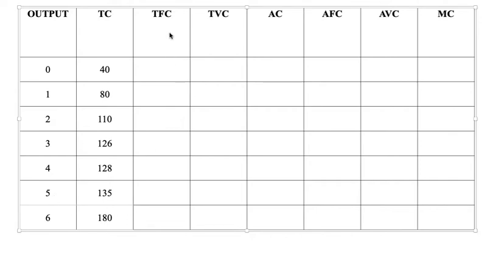So first, what we have to calculate is total fixed cost. We can say there are two ways to calculate this total fixed cost. One way is that the total cost at zero output level would be our total fixed cost, or else we know the formula for calculation of total cost. We know total cost is equal to total fixed cost plus total variable cost, right?